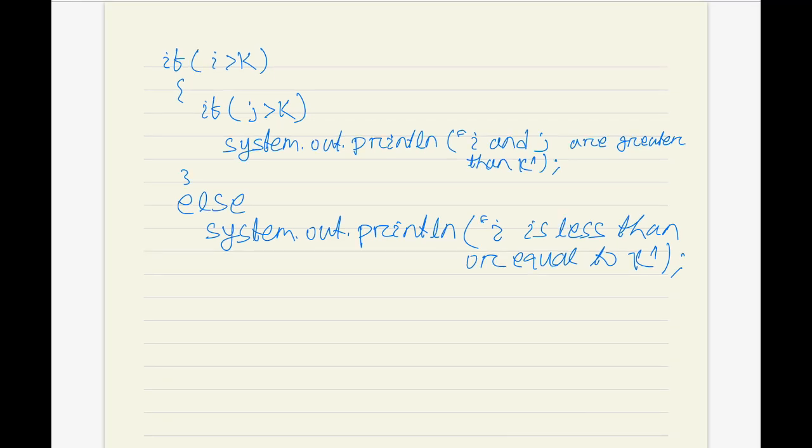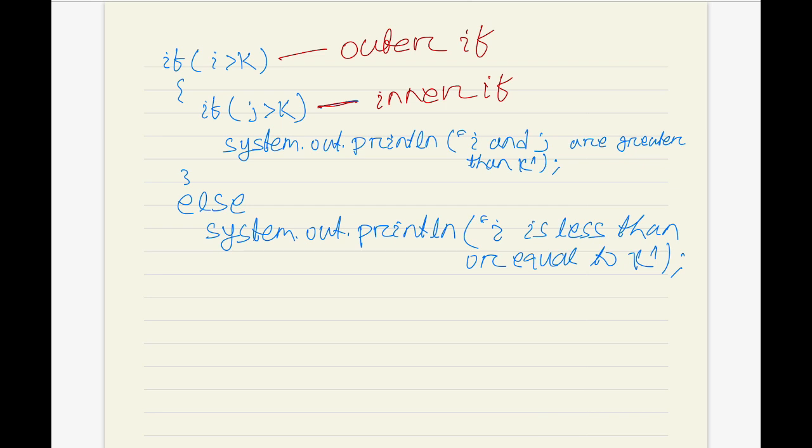So here you can see this if j greater than k is written inside this if i greater than k. So we can see this is the inner if and this is the outer if. Here, this inner if statement is nested inside the outer if statement, or we can say if j greater than k statement is nested inside if i greater than k statement.